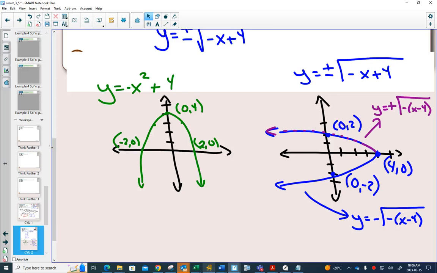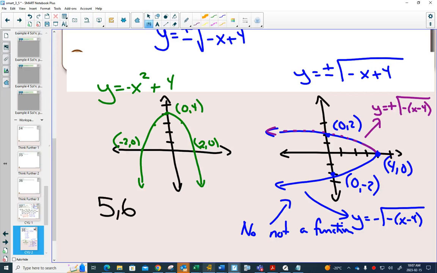Is the inverse a function? Does it pass the vertical line test? No. It is not a function. So circle questions 5 and 6.